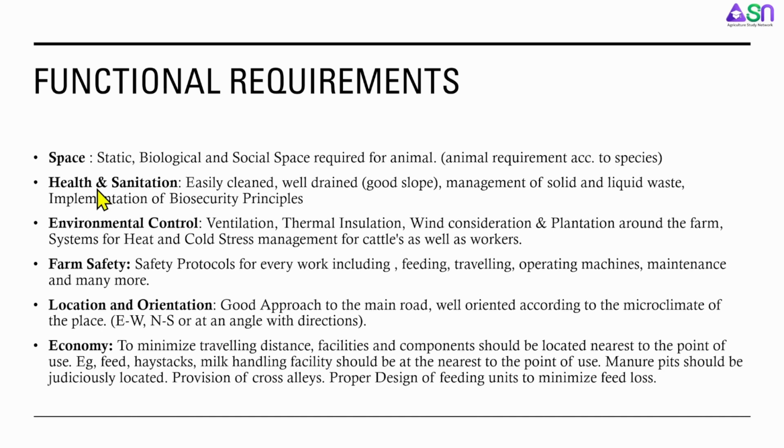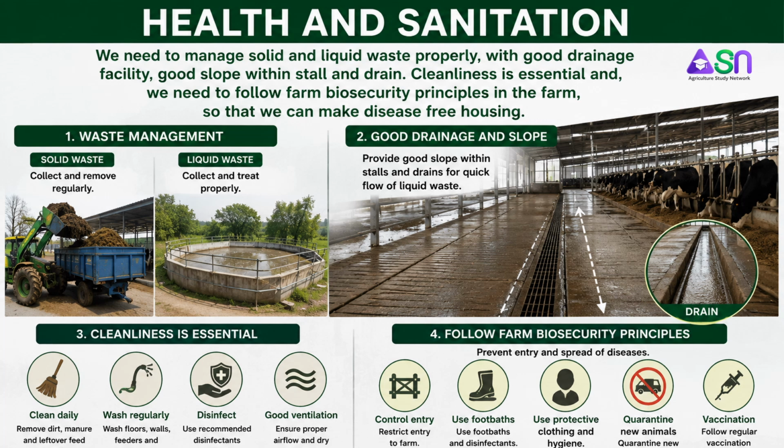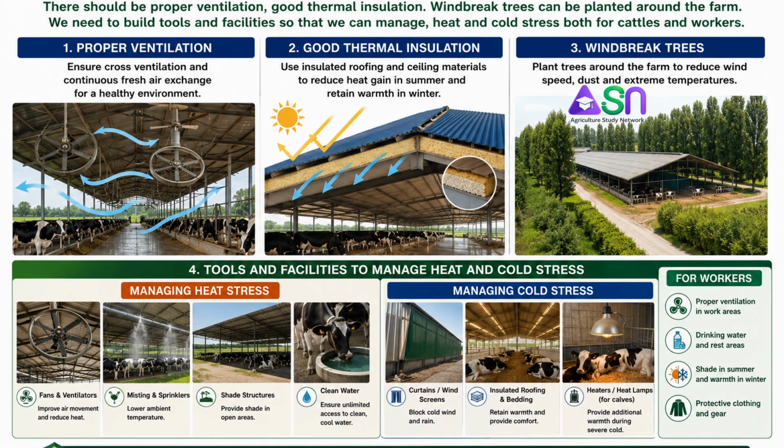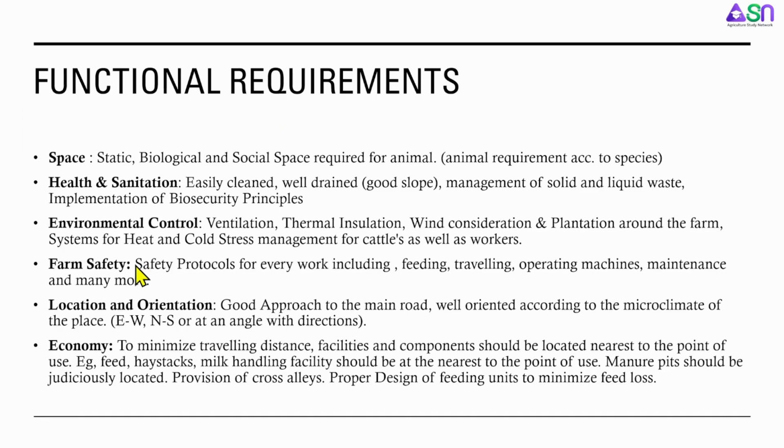Next point is health and sanitation. We need to manage solid and liquid waste properly with good drainage facility and good slope within stalls, drain and other components. Cleanliness is essential and we need to follow farm biosecurity principles in the farm so that we can make a disease-free housing. There should be proper ventilation, good thermal insulation, windbreak trees can be planted around the farm. We need to build tools and facilities so that we can manage heat and cold stress both for cattle and workers.